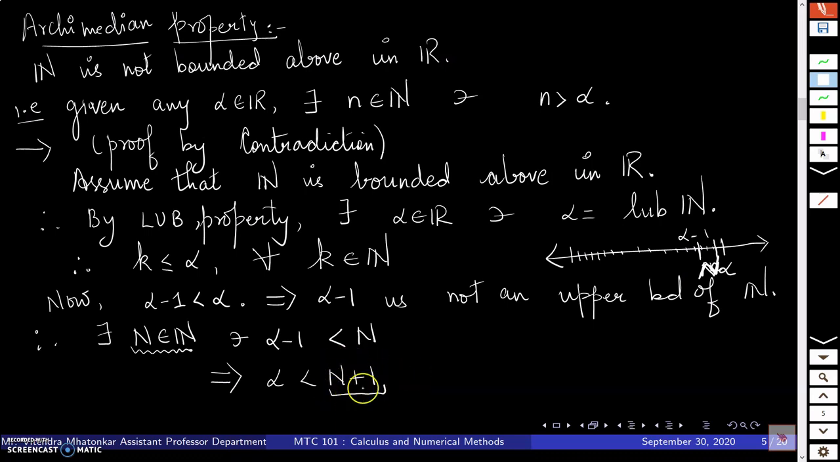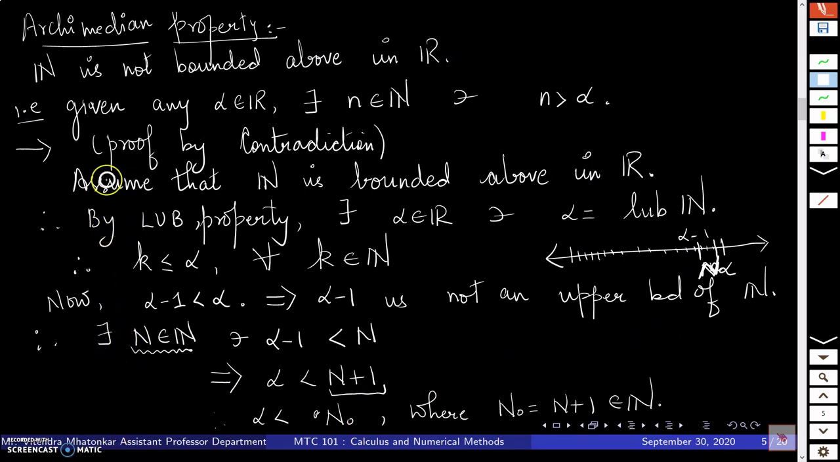You can give some name to this. Let's say alpha is less than some notation, n naught, where n naught is N plus 1, which is again a natural number. So we have found a natural number n naught which is greater than alpha. That's a contradiction, because alpha was the least upper bound of N, so all the natural numbers should have been less than or equal to alpha. But I found one natural number n naught which is greater than alpha. So that's a contradiction.